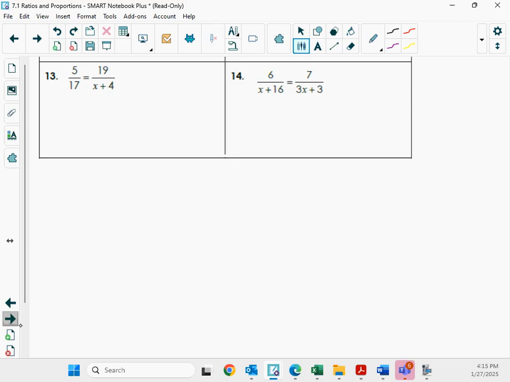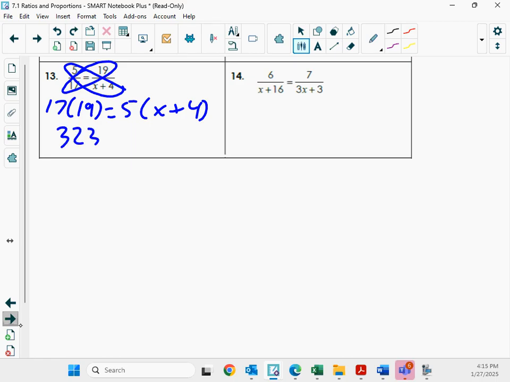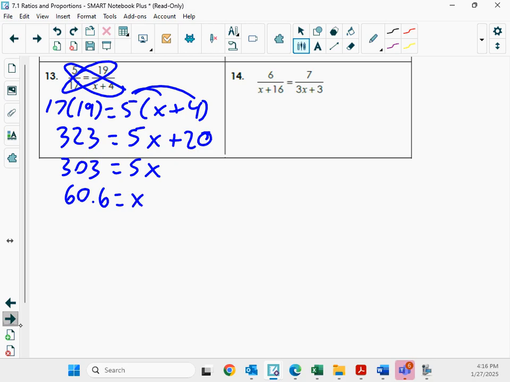Moving right along. Again, you are going to cross multiply. 17 times 19 equals, write it out, 5 times x plus 4. So we get 17 times 19 is 323 equals 5x plus 20, because I have to distribute. So I get 303 equals 5x. So 60.6 equals x.